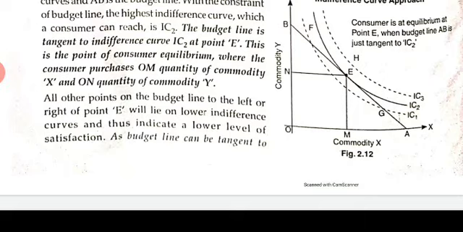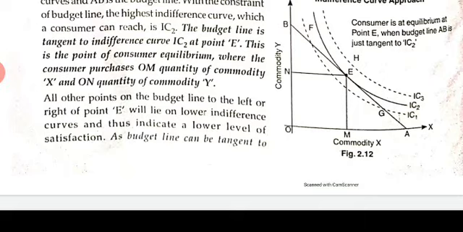So given this budget constraint of the budget line, the highest indifference curve which a consumer can reach is IC2. But as we know from one property of the indifference curve, a higher indifference curve gives higher satisfaction. So the consumer would be getting more satisfaction from IC3. But here is a budget constraint because the budget line is tangent to the indifference curve IC2 at point E. Given that budget constraint, the consumer cannot move above it.